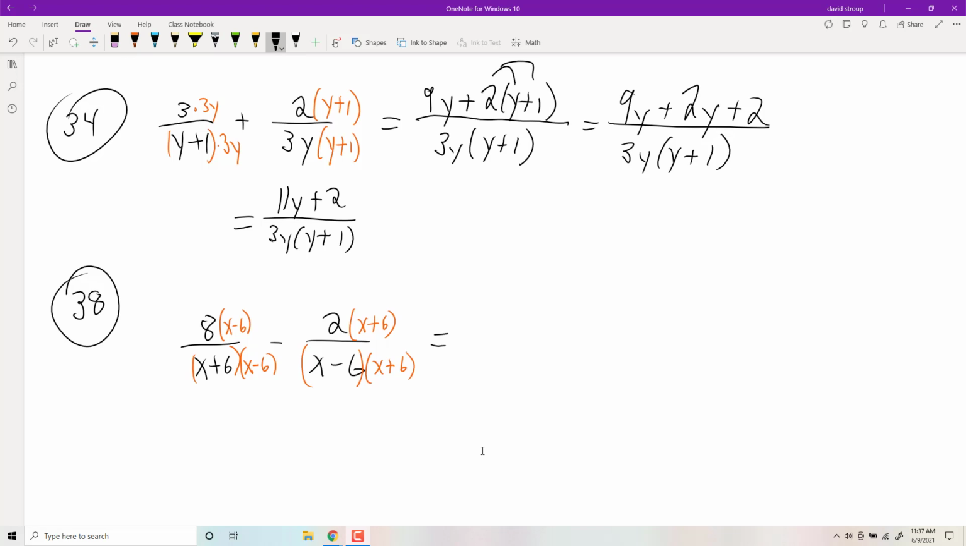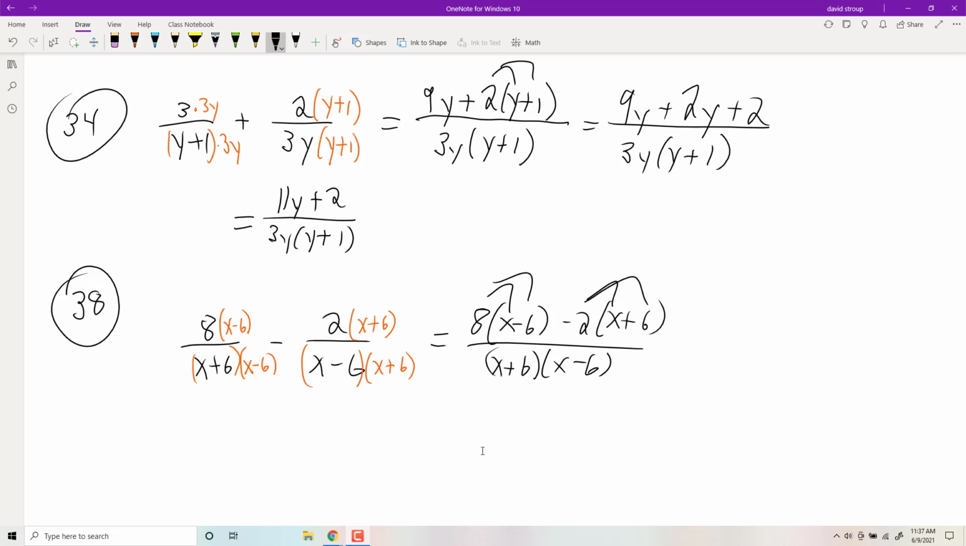And then I'm going to subtract the numerators over the common denominator. So I have 8 times x minus 6 minus 2 times x plus 6 over my common denominator. I can distribute. So what do we get? 8x minus 48 for the first distribution. It's 8x minus 48 minus 2x minus 12 all over x plus 6 times x minus 6.